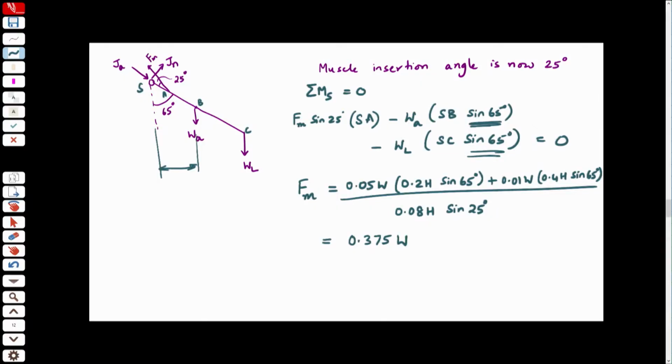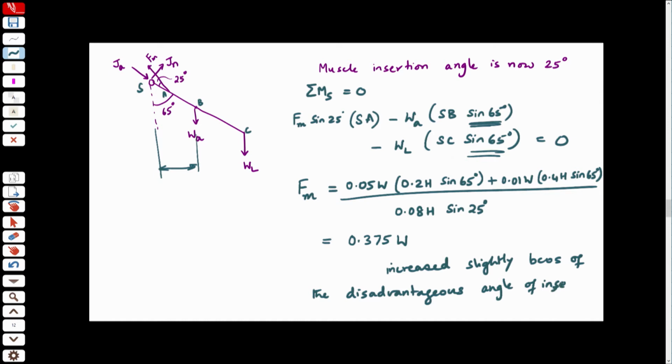So, this is the case. Now, here the muscle force has actually increased slightly because of the disadvantages. So, whatever advantage you gain by reducing the moment arm about the shoulder of the external loads, you lost because of the disadvantageous angle of insertion of this muscle.